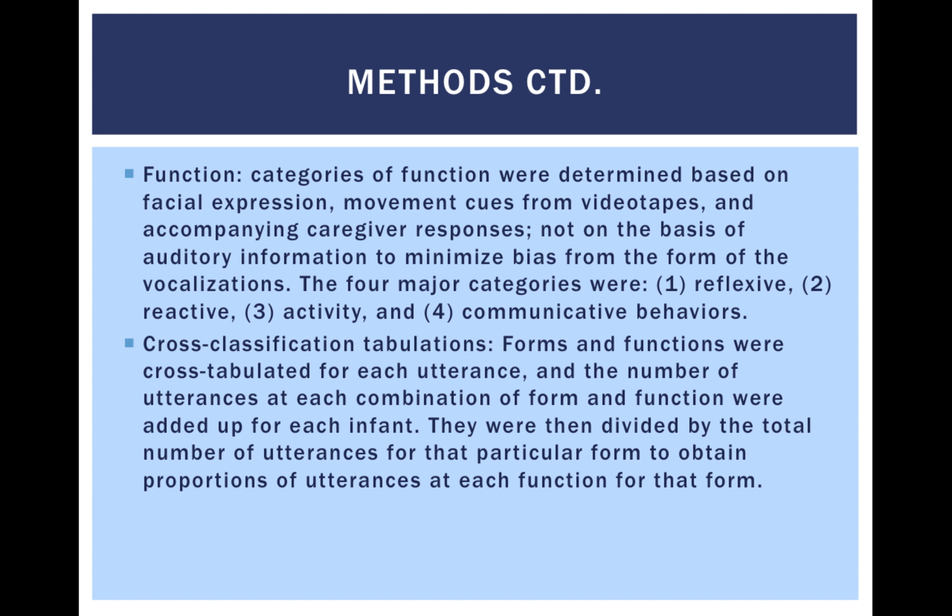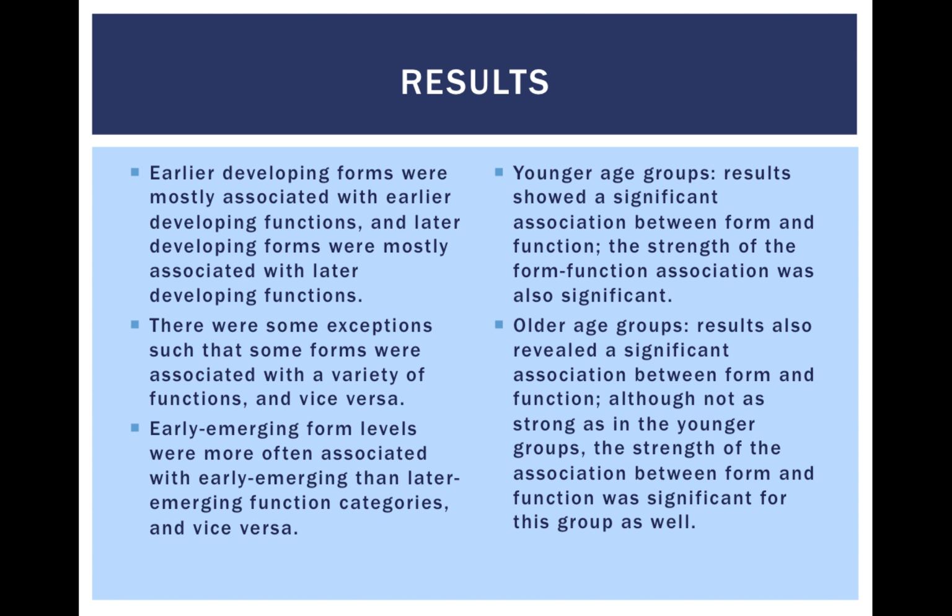The cross-classification tabulations: forms and functions were cross-tabulated for each utterance, and the number of utterances at each combination of form and function were added up for each infant. They were then divided by the total number of utterances for that particular form to obtain proportions of utterances at each function for that form.